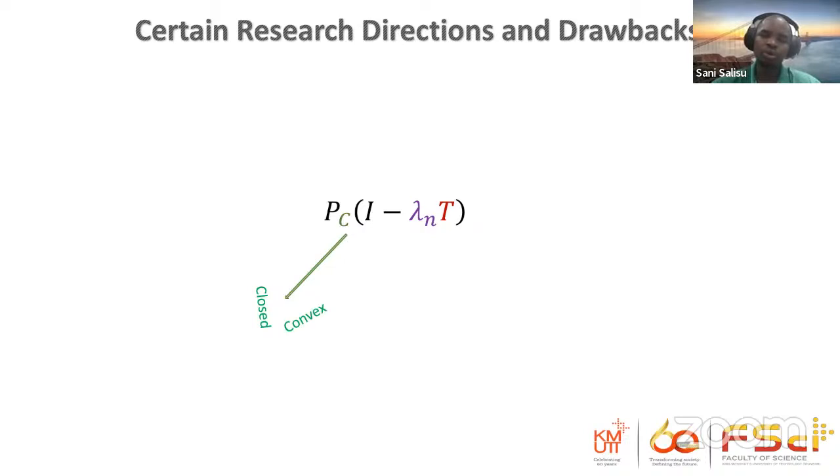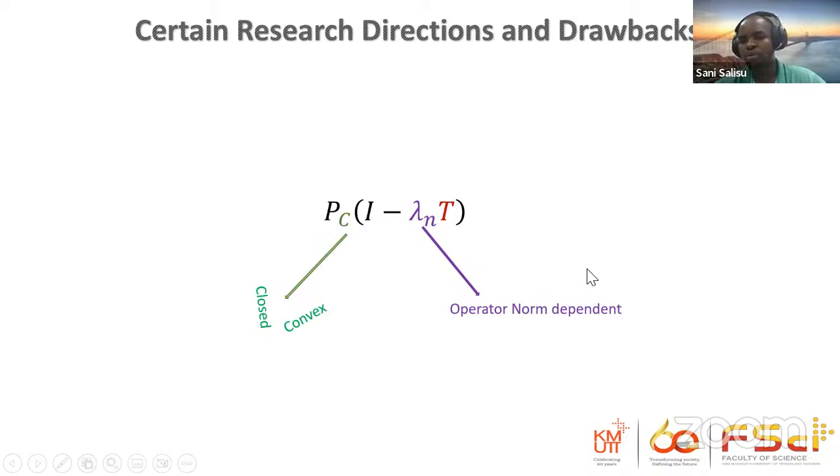So a natural question that may come from this is, do we always have closed convex sets arising from nature? What I mean is, from practical problems, do we have closed convex sets? That may not be the case in some cases. Another thing is this particular parameter lambda_n, which is the scaling parameter. We call it the step size mostly. Sometimes, in the algorithms you can find in the literature, it has to depend on the operator norm, and being dependent on the operator norm means you have to solve another optimization problem.